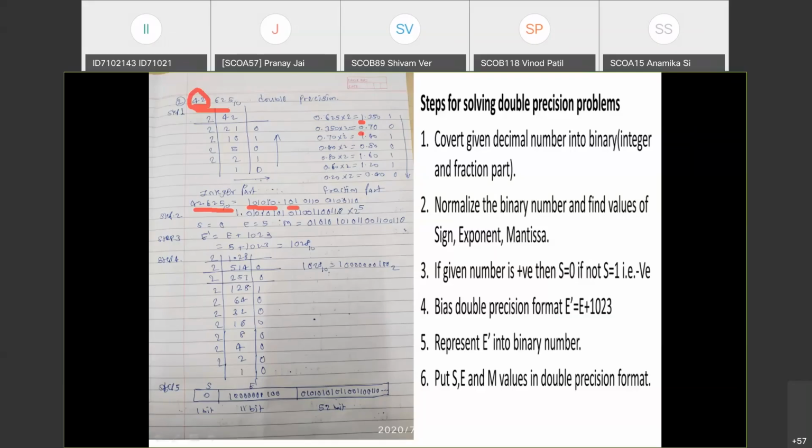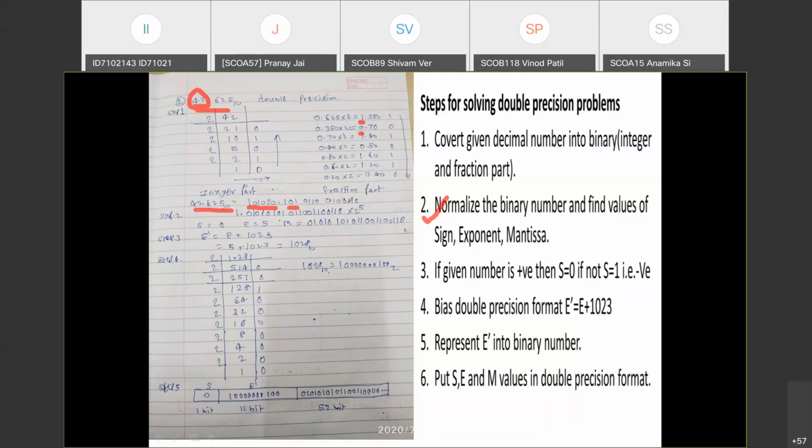But here I have taken more than that. Now the second step, which we need to perform after conversion of the given decimal number into binary, is to normalize the binary number, and we need to find the values of sign, exponent and mantissa. Now normalize the given number.